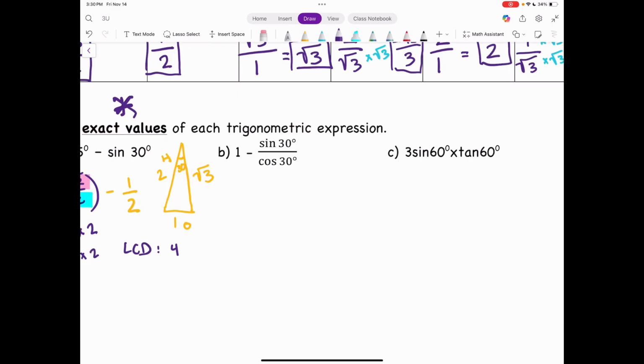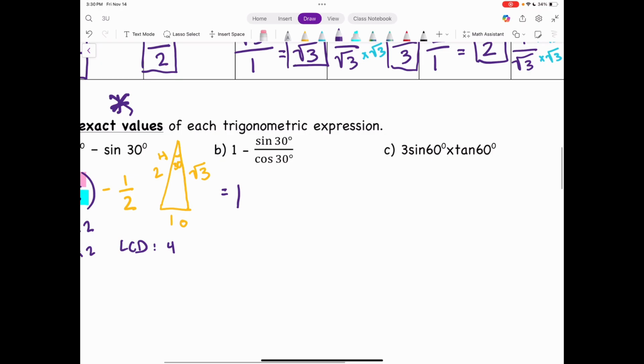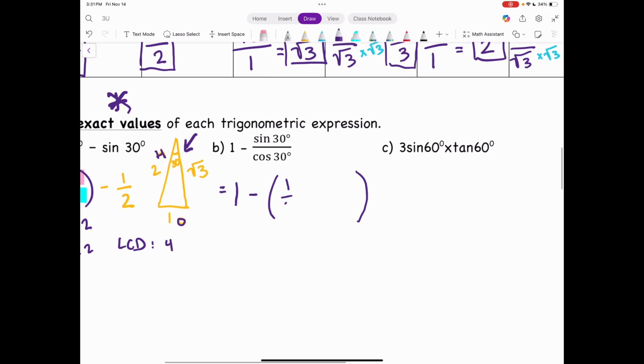Let's take a look at question B now. So we've got 1 minus sine 30 divided by cosine at 30. So we need to figure out what the ratio for sine at 30 is and what the ratio for cosine at 30 is. Okay, I actually have the triangle already drawn over here. So sine at 30 is opposite over hypotenuse. Okay, opposite over hypotenuse, so that's 1 over 2.